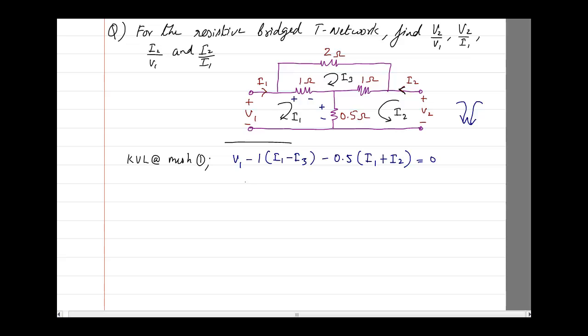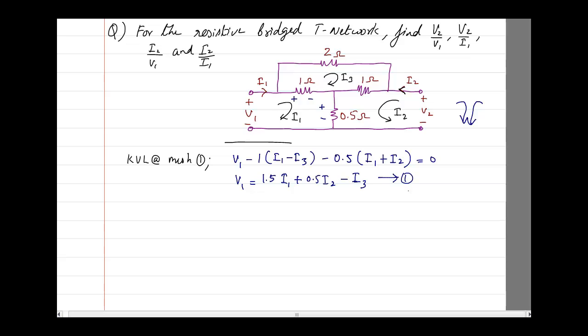Now if I rearrange this equation, I will get V1 is equal to I1. If I take the other side, then 1 and 0.5 both of them will give me 1.5 I1, plus 0.5 I2, and I3, here it is plus 1 I3. If I take it the other side, it becomes minus 1 I3. So this is my first equation.